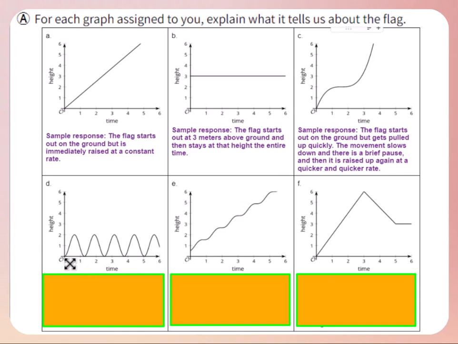Can you explain what's happening with D? Flag is going to start on the ground, raised up quickly, and then it drops down. Raises up, drops down. This is a constant pattern where it goes up and then down.